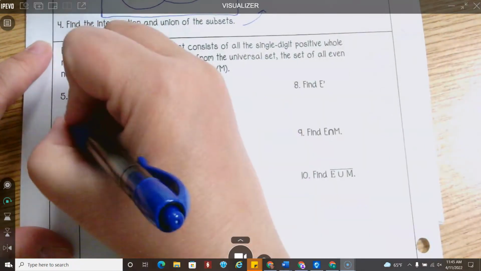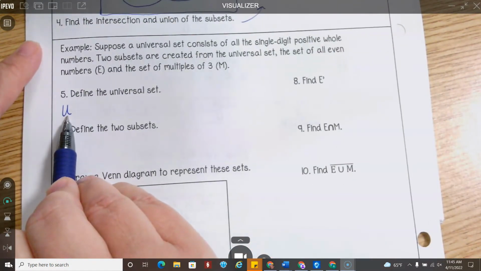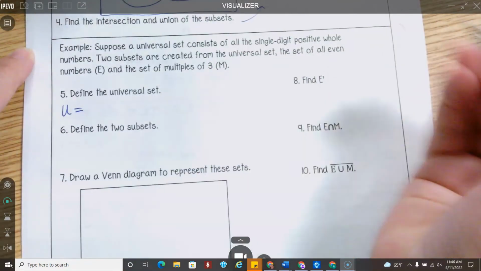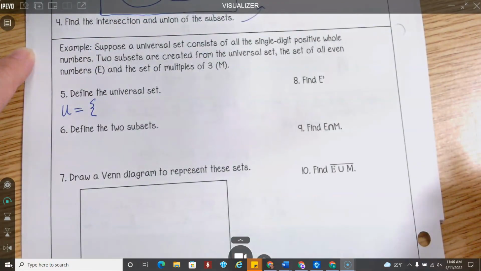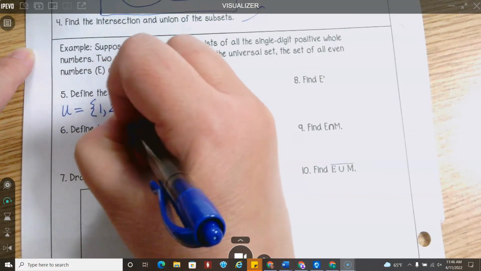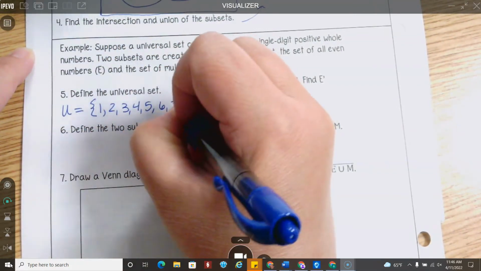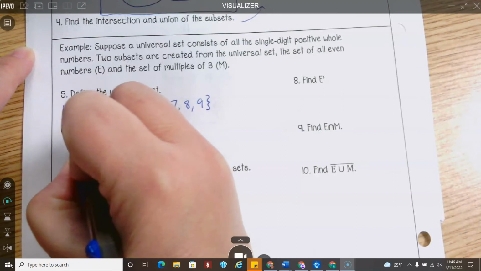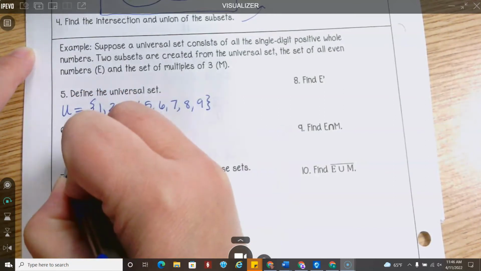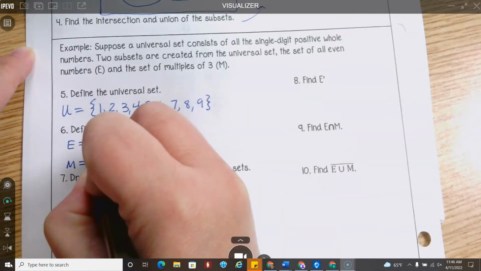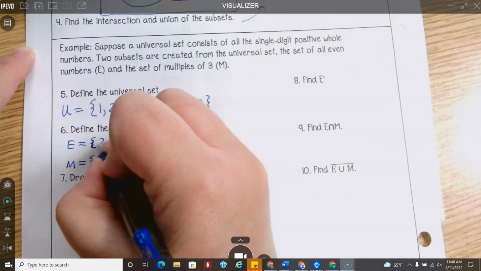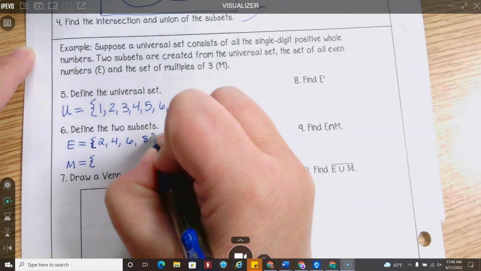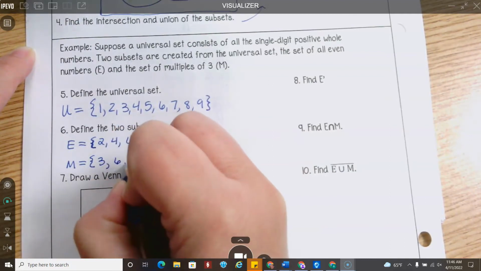Okay, so defining the universal set, which I like to put a little tail on my U when I'm saying the universal set, just to make sure it's clear that I'm talking about a universal set, not a union of sets. So the universal set here is 1 through 9. My two subsets are the set of all even numbers out of that set and the set of multiples of 3 out of that set. So out of that set, even numbers are 2, 4, 6, and 8. Multiples of 3 would be 3, 6, and 9.